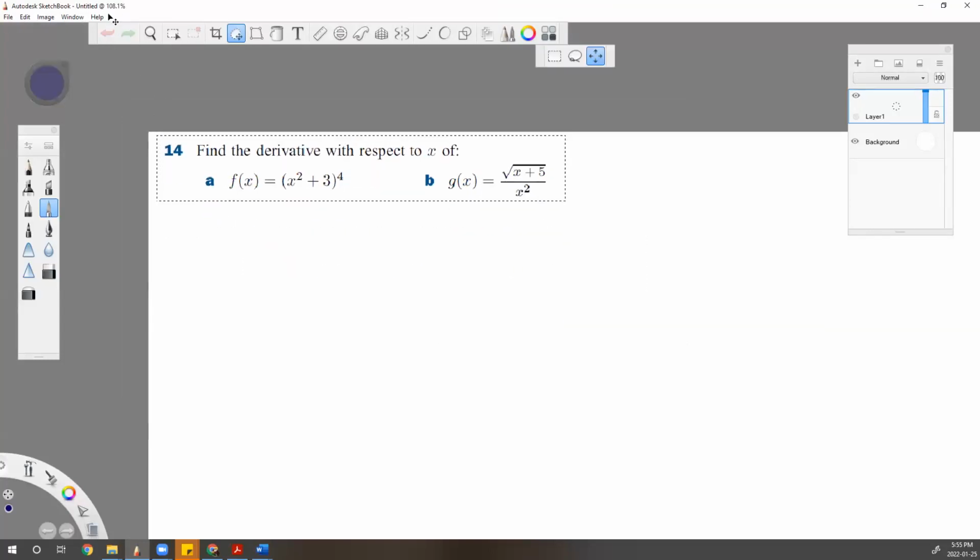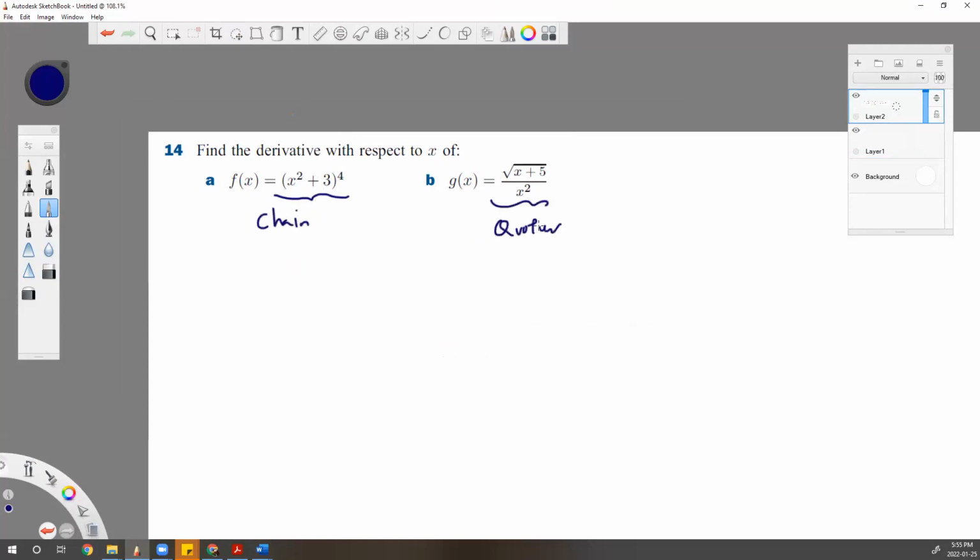Let's do number 14a. What rule can you use for 14a? The chain rule. That's right. And this is the quotient rule. If you have something else, use the product rule.